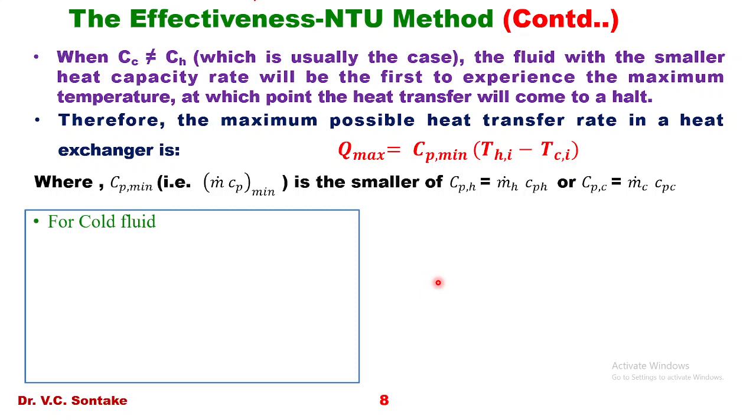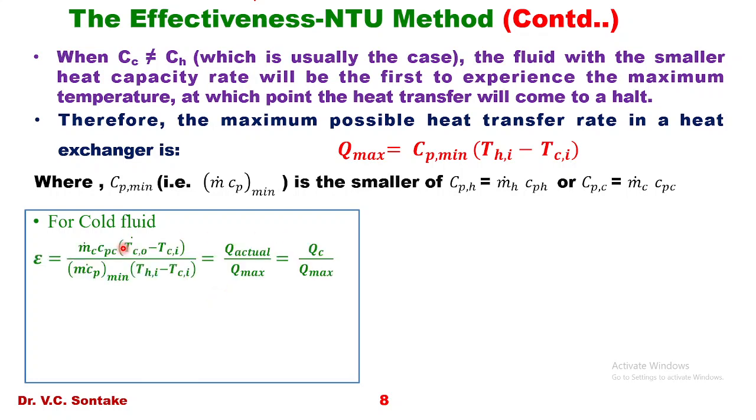So this expression for effectiveness can be obtained in terms of cold fluid and hot fluid. For cold fluid, effectiveness is the ratio of Q actual to the Q max. For cold fluid, Q actual will be the heat transfer rate taken by the cold fluid, over Q max. QC will be m dot C Cpc (TCO minus TCI), and Q max is m dot Cp minimum into (Thi minus Tci). So effectiveness is equal to m dot C Cpc (TCO minus Tci) over capital Cp minimum (Thi minus Tci).